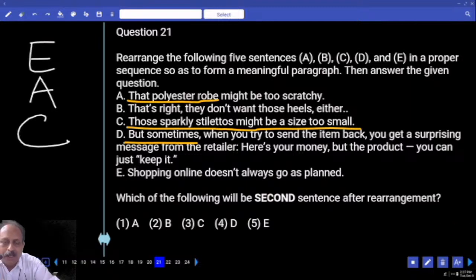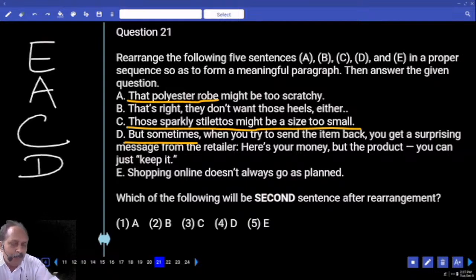Contrast. But sometimes, when you try to send the item back, you get a surprising message from the retailer. What is that surprising message? Here is your money, but the product, you can just keep it. You don't have to return the product. So it's like double benefit. What is the double benefit? You get your money back and you get a product free of cost. So what is the fourth one?